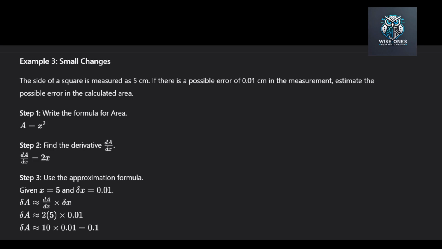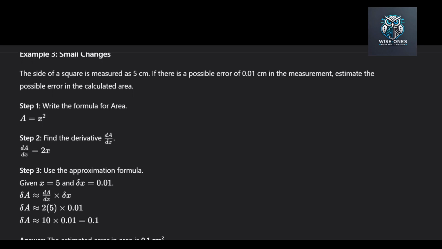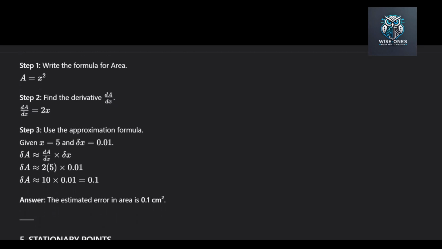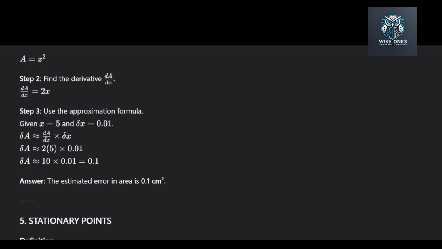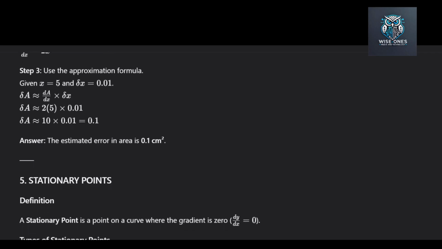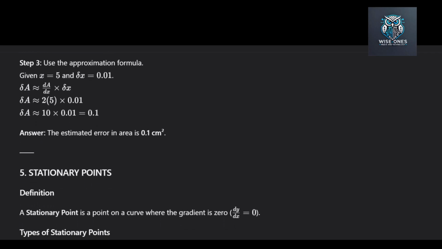Step 3. Use the approximation formula. We are given x equals 5. The error in measurement is delta x equals 0.01. We want to find delta A, the error in area. Delta A is approximately equal to dA/dx times delta x. Substitute the values. Delta A is approximately 2 times 5 times 0.01. 2 times 5 is 10. 10 times 0.01 is 0.1. Answer: the estimated error in area is 0.1 centimeters squared. See how useful this is?